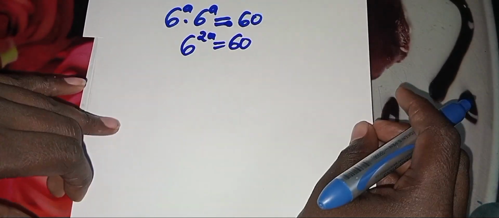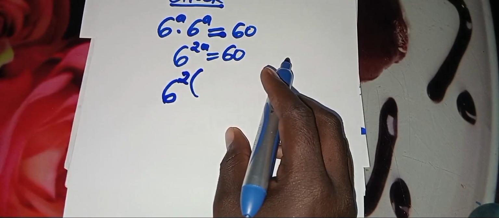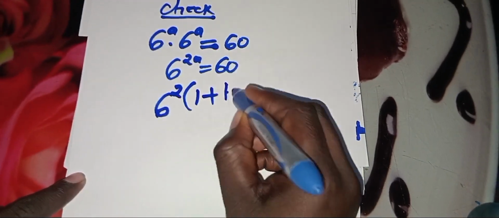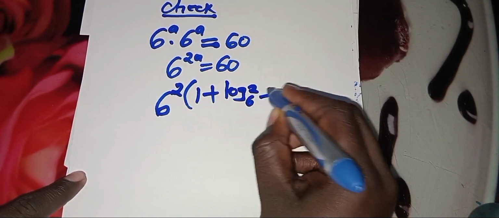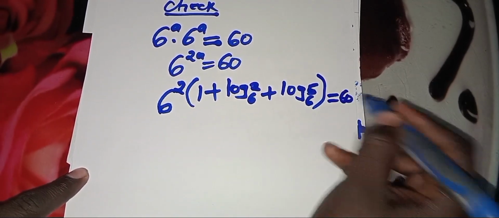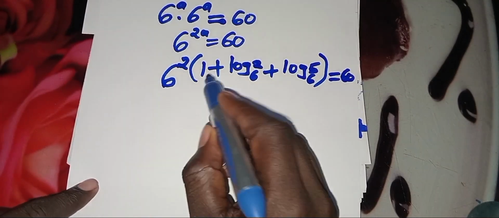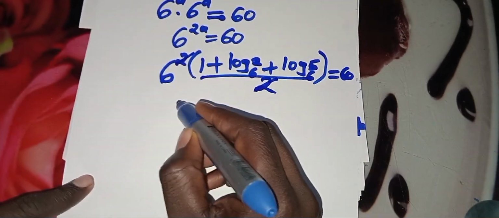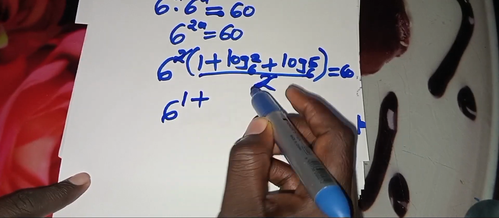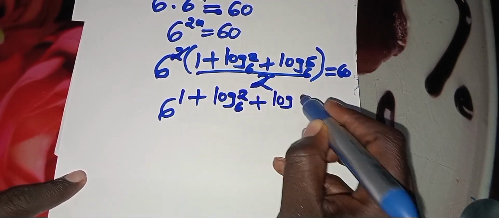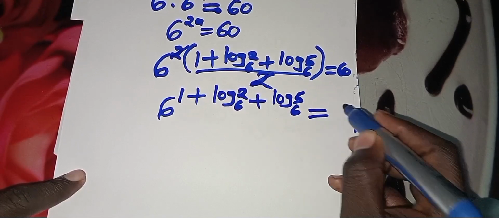So we substitute the value of a, so that we're going to have 6 raised to power 2 multiplying by the value of a, which is equal to 1 plus log 2 to base 6 plus log 5 to base 6, all divided by 2. Okay, so we simplify, so that we're going to have 6 raised to power 1 plus log 2 to base 6 plus log 5 to base 6. This is supposed to be equal to 60.